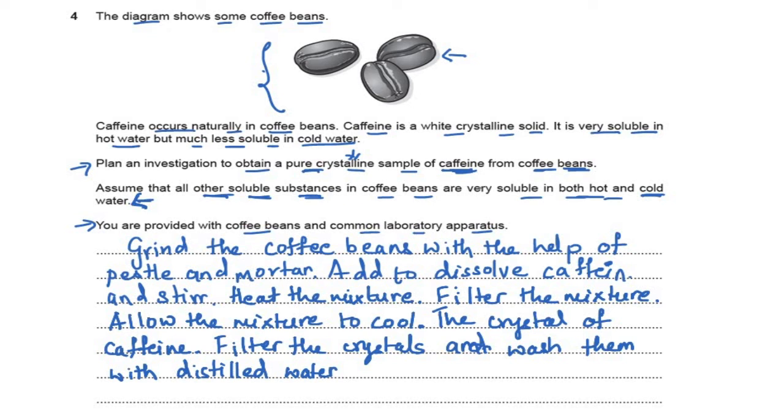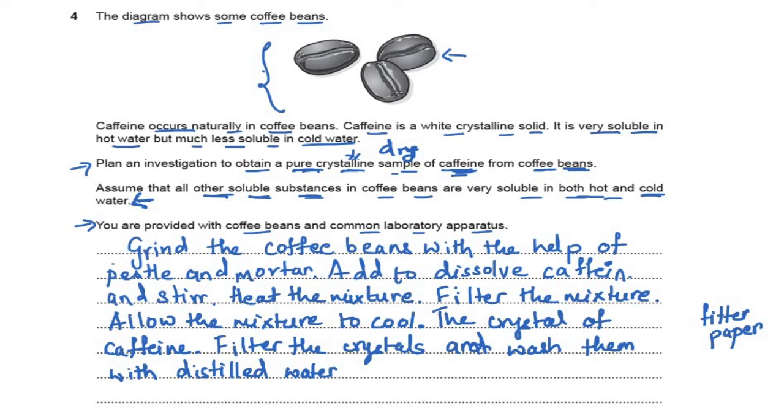Now suppose in any other question it's asked to obtain the pure and dry crystals of a given substance, then we need to mention at the end that we dry them between filter papers, because we need the dry crystals. Here it's not mentioned to obtain pure and dry crystals. Here it's written only that a pure crystalline sample of caffeine is needed. So here we are just washing it with distilled water and obtaining the crystals in the filter paper.